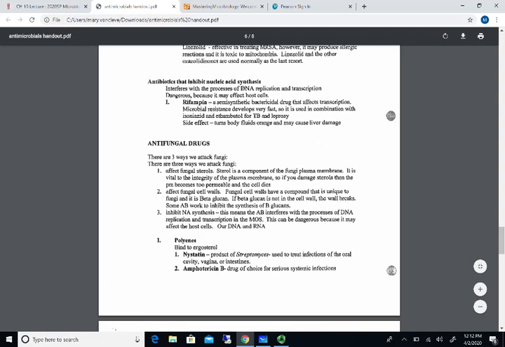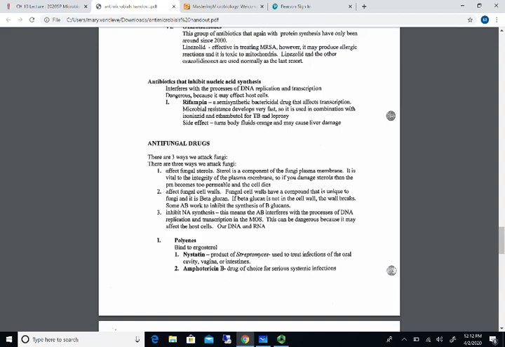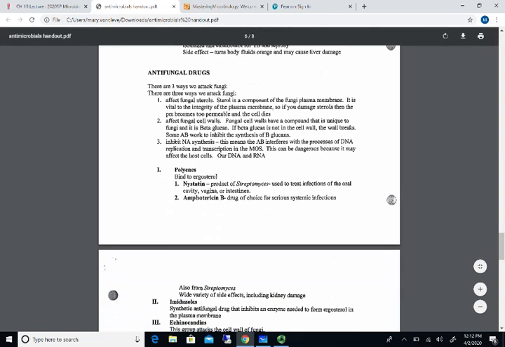Antibiotics that inhibit nucleic acid synthesis. This one, we're going to look at rifampin. Rifampin is very strong. Rifampin turns body fluids orange and can cause liver damage. So therefore, your urine turns orange whenever you take rifampin. Great to be treated with for tuberculosis and leprosy, so the Mycobacterium species, when we add isoniazid and ethambutol to the number of drugs that we would use.